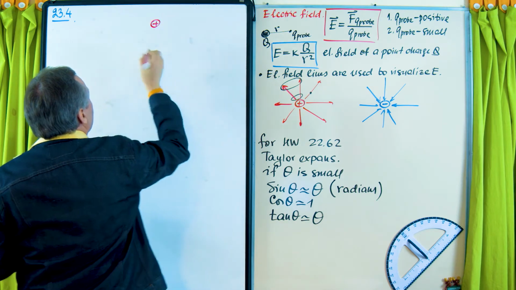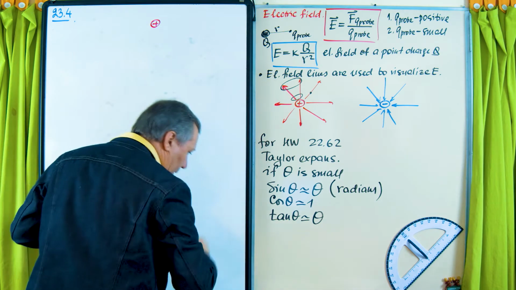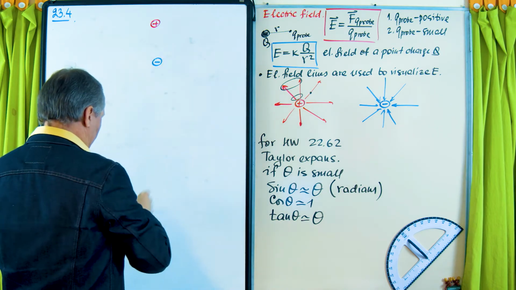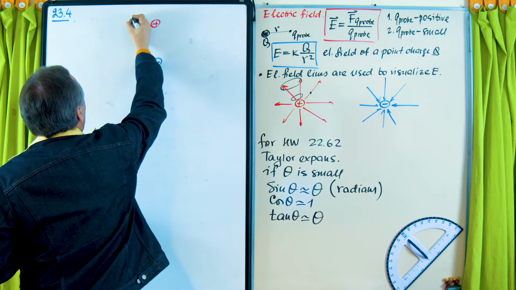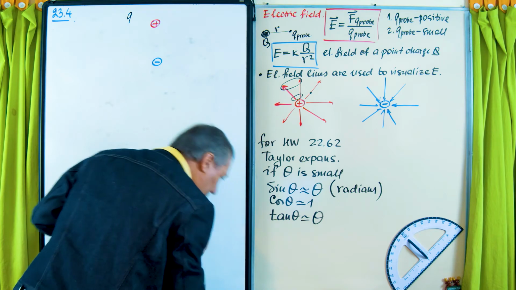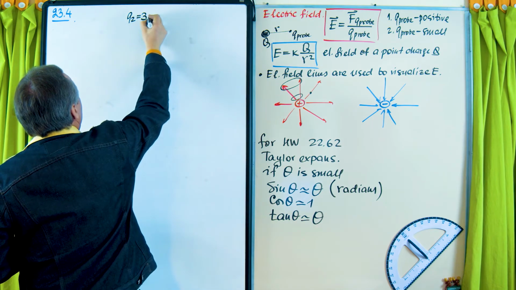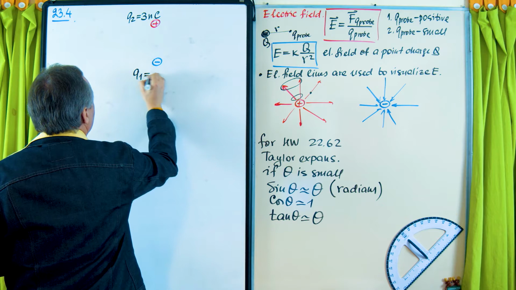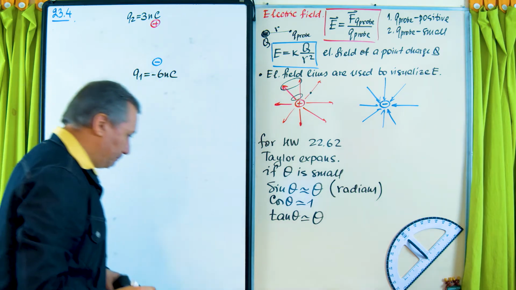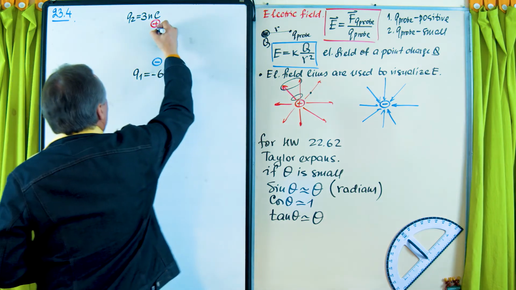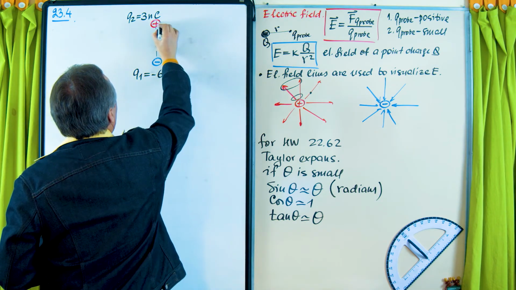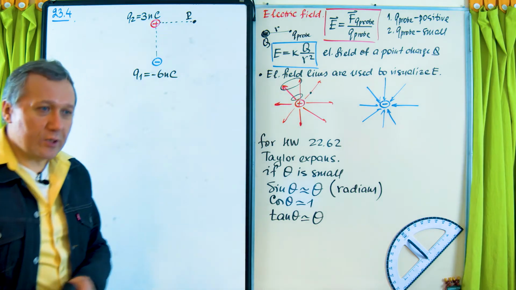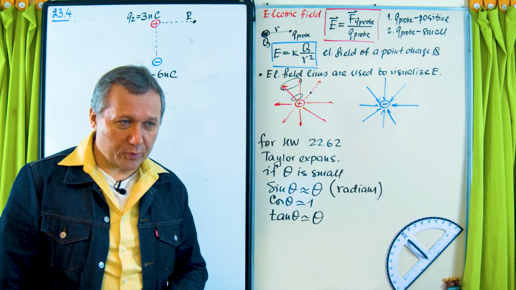So let's say this is the positive charge. I will label in a second. Then over here below, there will be a negative charge. Then, okay, I can label it. So this is Q2, 3 nanocoulombs, small n, nano. And this one, negative Q1, is minus 6 nanocoulombs. Then some geometry is given. So let me draw a few auxiliary lines, this dashed line, and then this dashed line. And this is a point P. We need to find the net electric field at that point P.